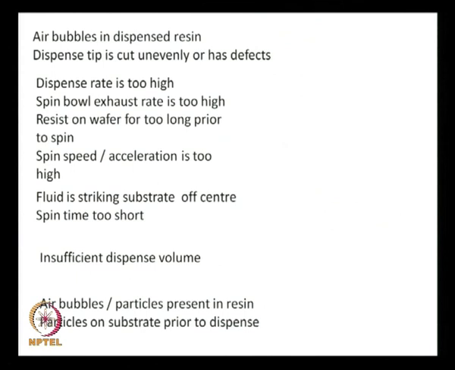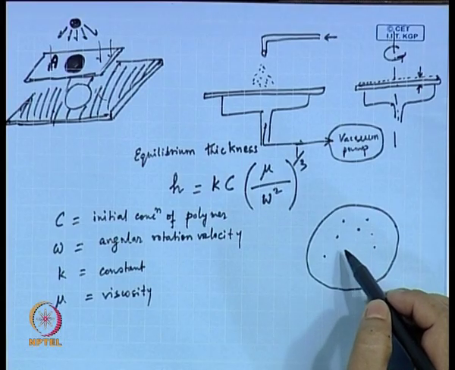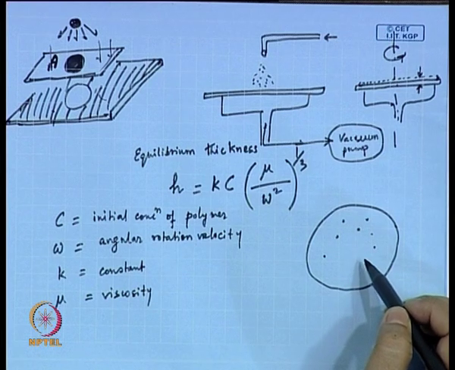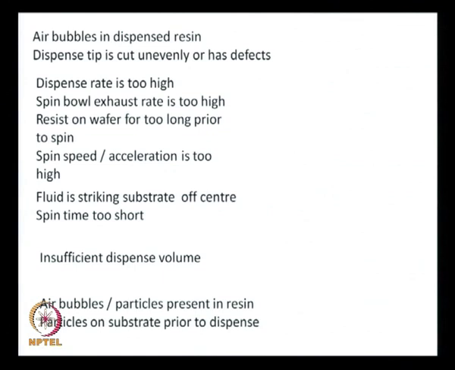The next point is, if the dispense rate is too high, or the spin bowl exhaust rate is too high, or the resist is on the wafer for too long prior to spin, or the spin speed or acceleration is too high. If these are high, then you will see some amount of uneven distribution of this resist material on the substrate. So, these parameters need to be taken care of.